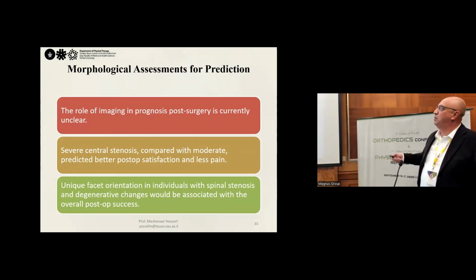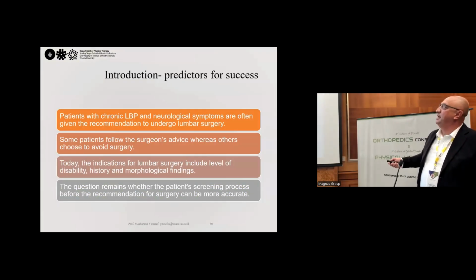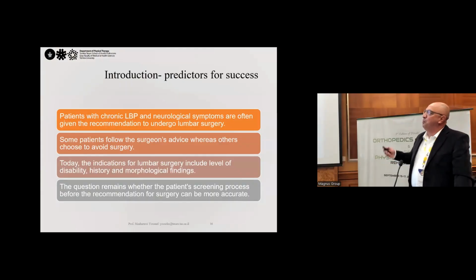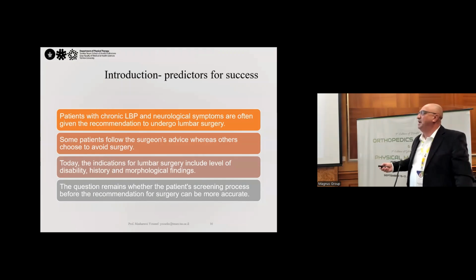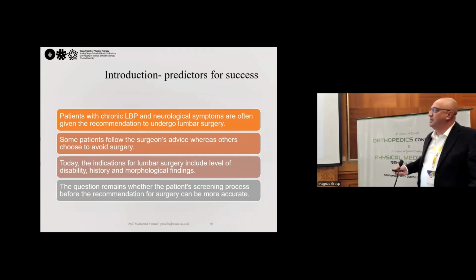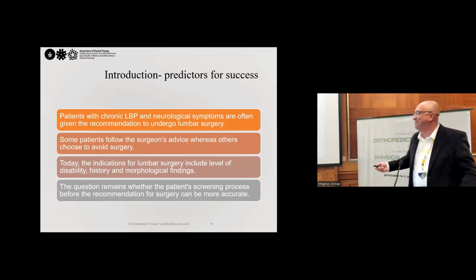The morphological, I won't talk more than that because I just mentioned it. And of course, the prediction. So patients with chronic lower back pain and neurological symptoms are often given the recommendation to undergo lumbar surgery. We agree about that. This is what happens with them. Some patients follow surgeon advice, whereas others choose to avoid surgery. It's a reality. We know that. Today, the indication for lumbar surgery includes level of disability, history, and morphological findings. The question remains whether the patient screening process before the recommendation of surgery can be more accurate. Of course, the answer is yes, after all this.